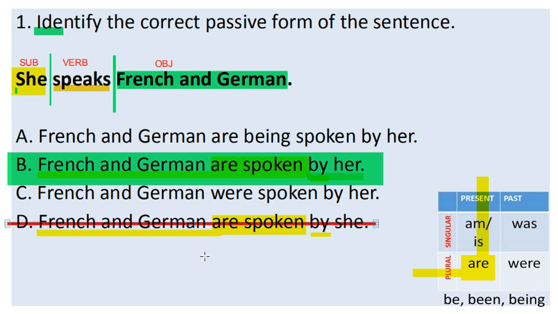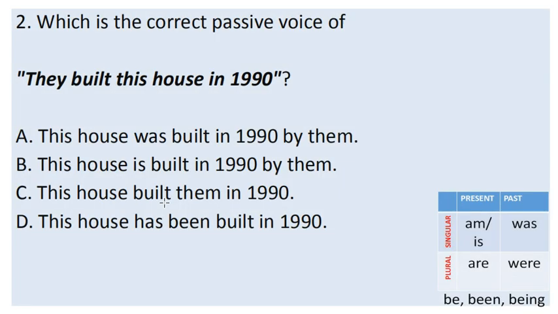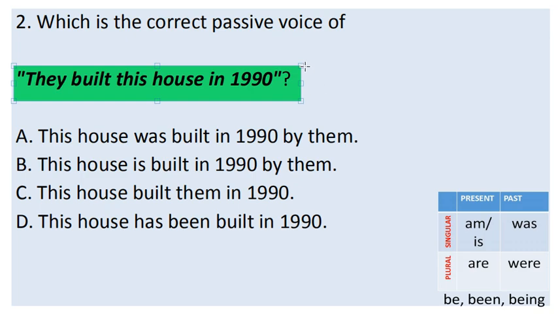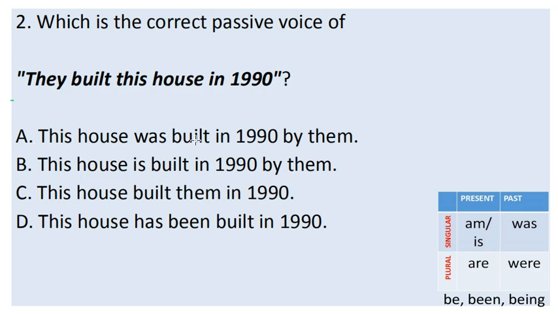Let's go to the second past question. Which is the correct passive voice of they built this house in 1990? A. This house was built in 1990 by them. B. This house is built in 1990 by them. C. This house built them in 1990. Okay, option D. This house has been built in 1990.